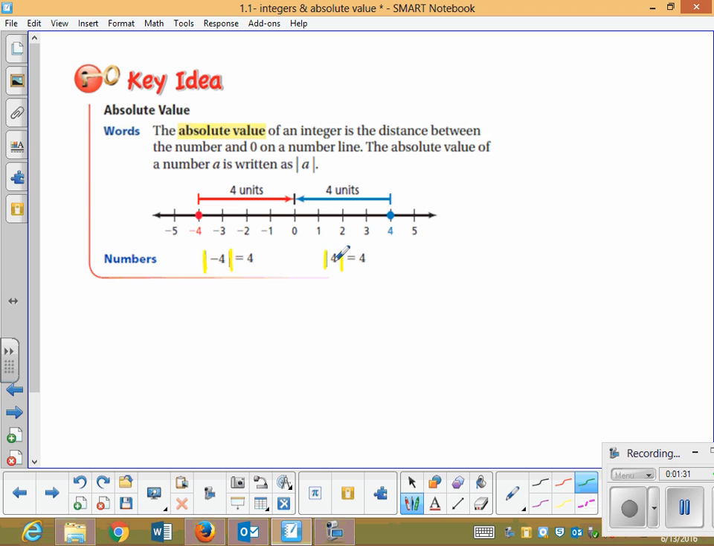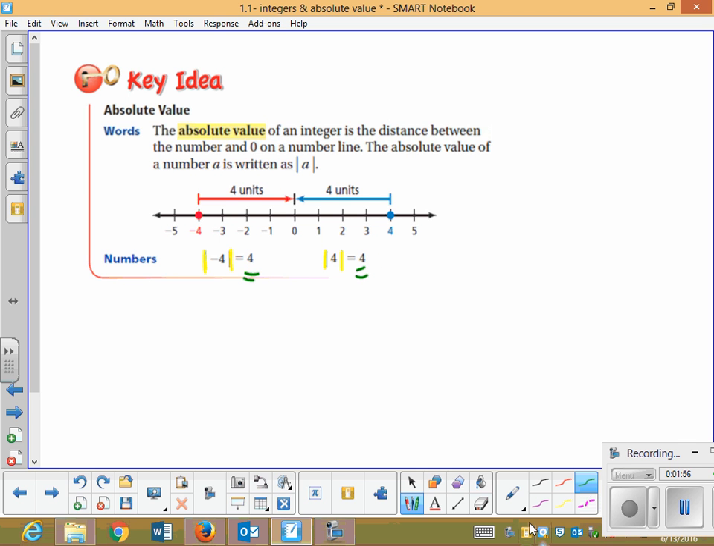Now, when we go to the absolute value of 4, we'll count again. Let's see, 1, 2, 3, 4. The space in units is also 4. So when you're talking about space and distance, you can't have a negative. So therefore, an absolute value, the distance between that number and 0, will always be a positive. Notice how both of these are positive and not negative.